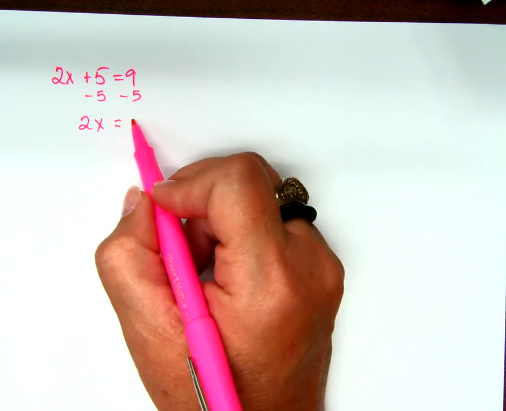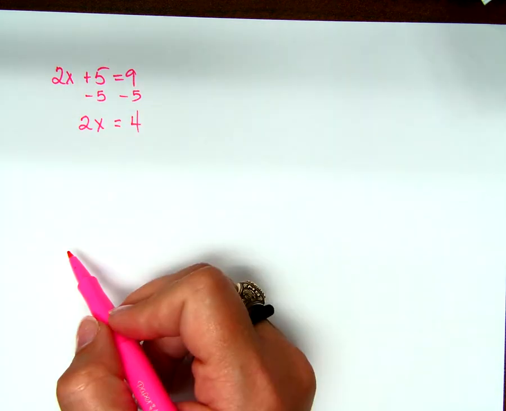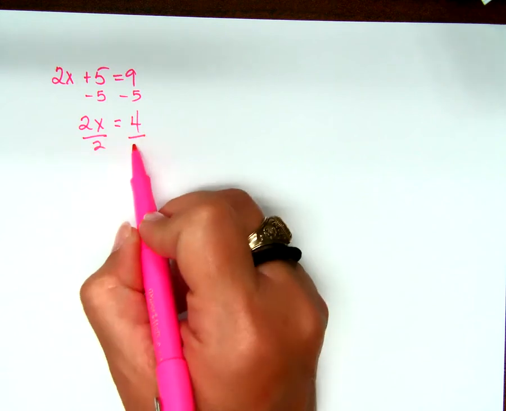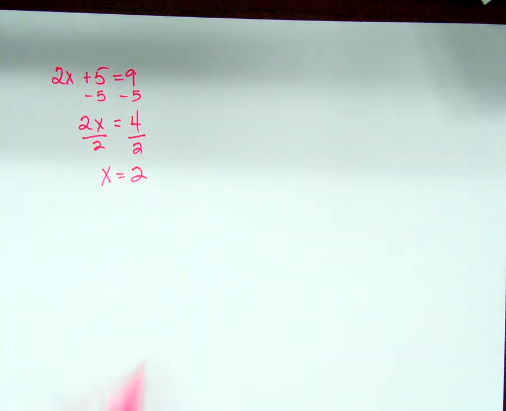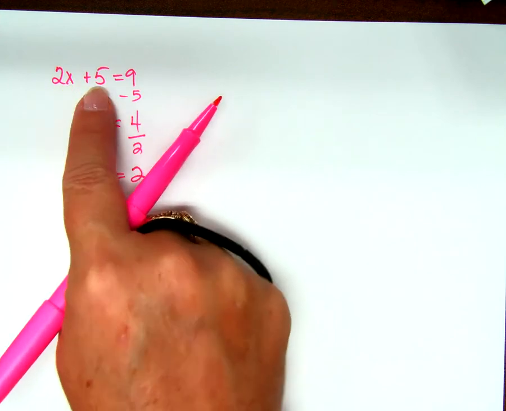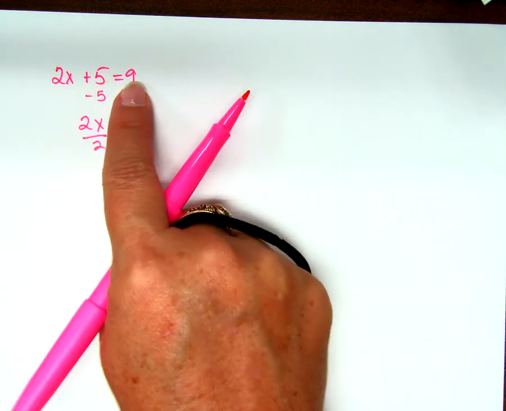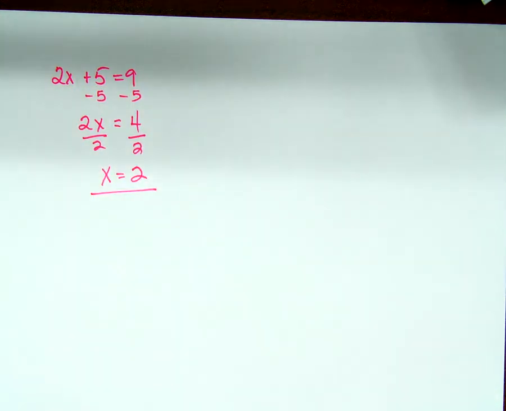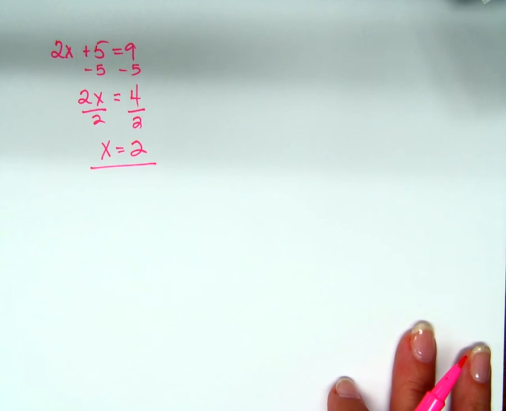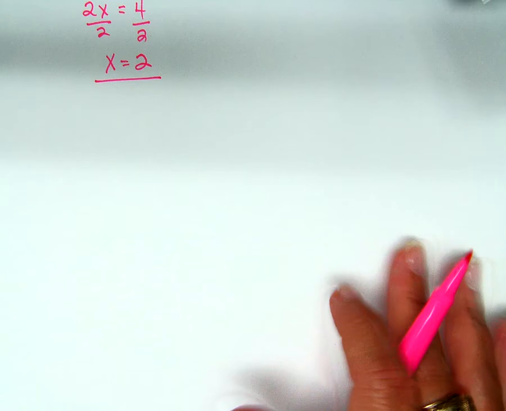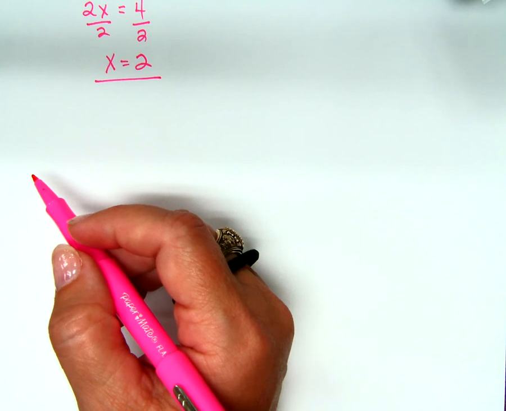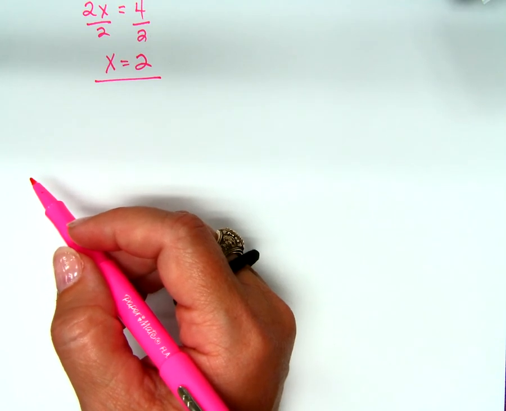9 minus 5? 4. Next step. X equals 2. Last step. Check it. 2 times 2, 4 plus 5, 9. Does 9 equal 9? Then that's the right answer. Got it? Any questions? Okay. The next objective talked about solving equations with fractions.